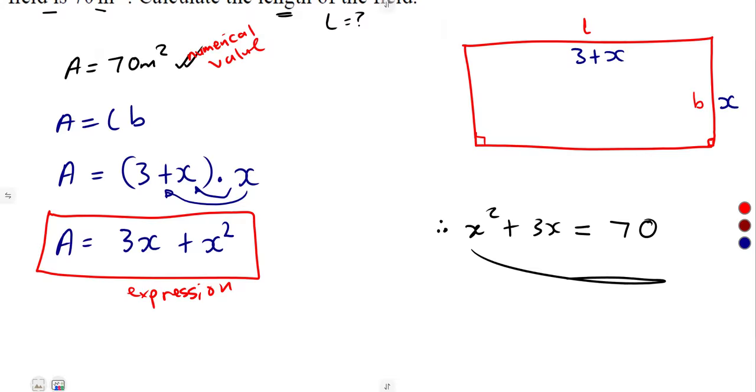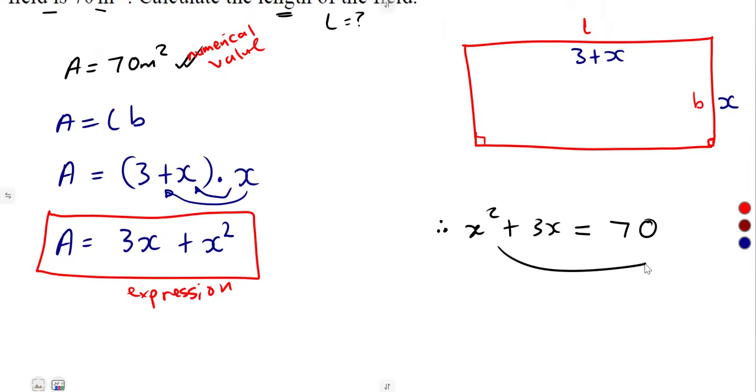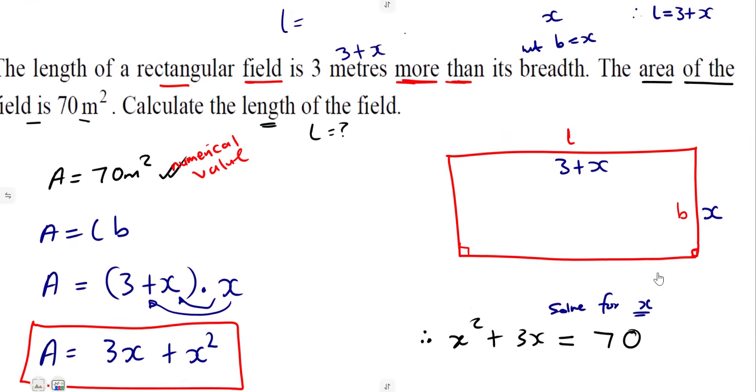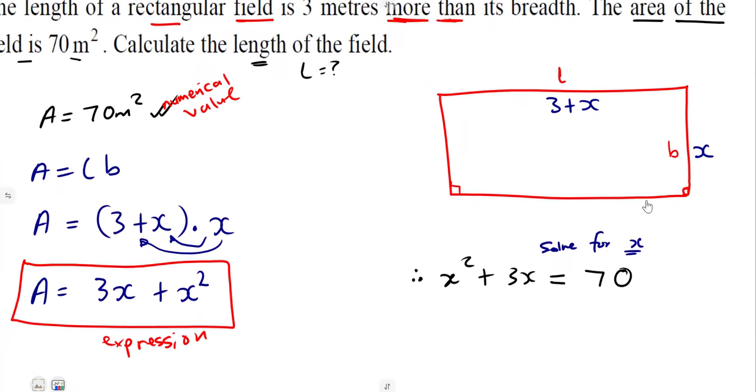These two represent the same thing, only that this is in terms of x. This one is numerically given, but they are equal. So by equating these, we have formed an equation which you can solve for x. And by solving for x, we can determine the length, because length is given as 3 plus x. That is it. So the question is, how do you solve for x?